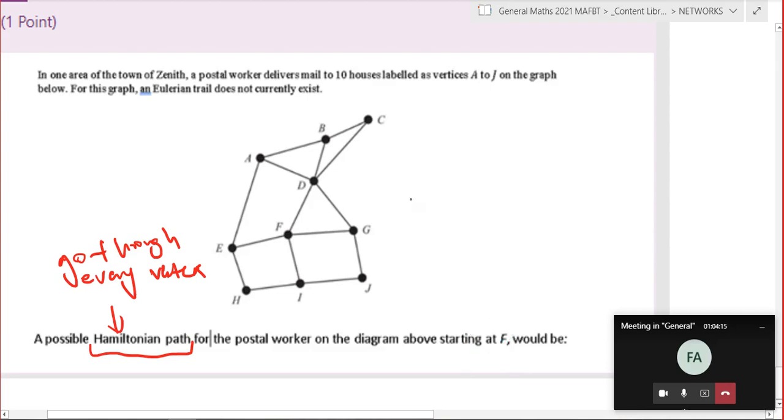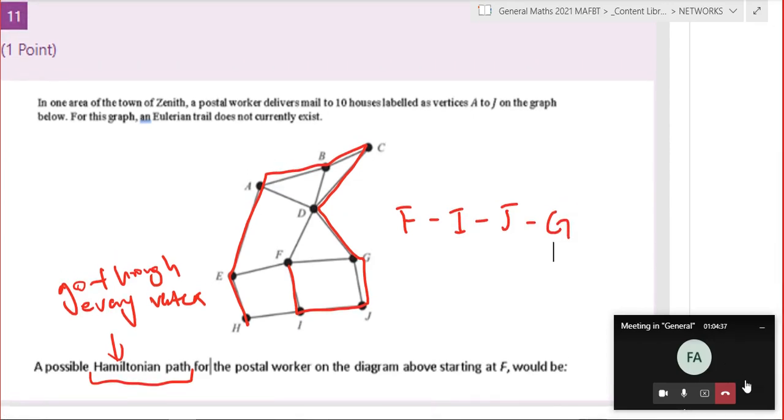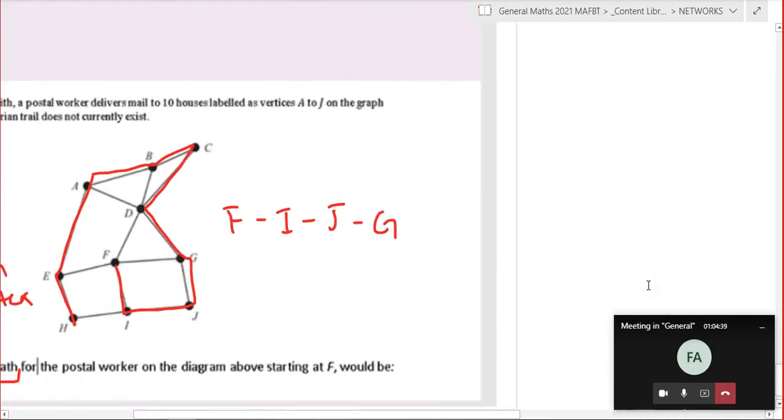Makes it a headache for me to mark though, because you all might have different answers. But in terms of listing your answer, you could write it like this, with little dashes, which will make it easier for me to mark: F, I, J, G, D, C, B, A, E, and then H.